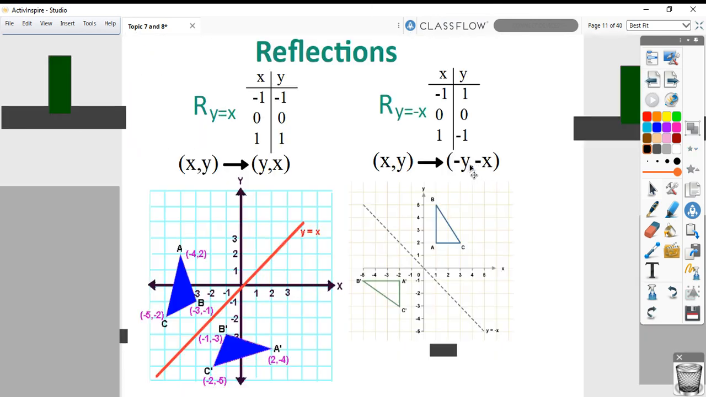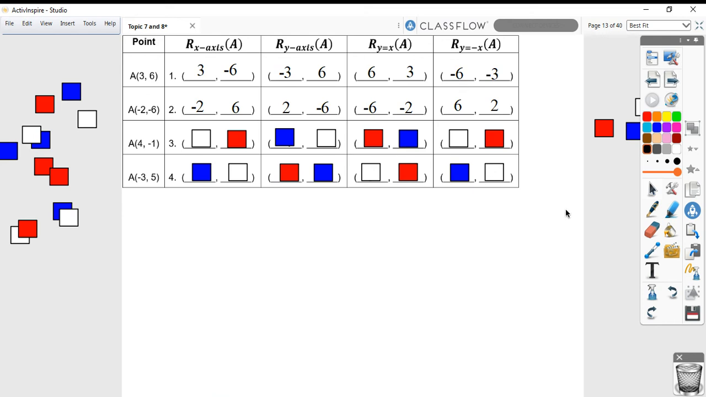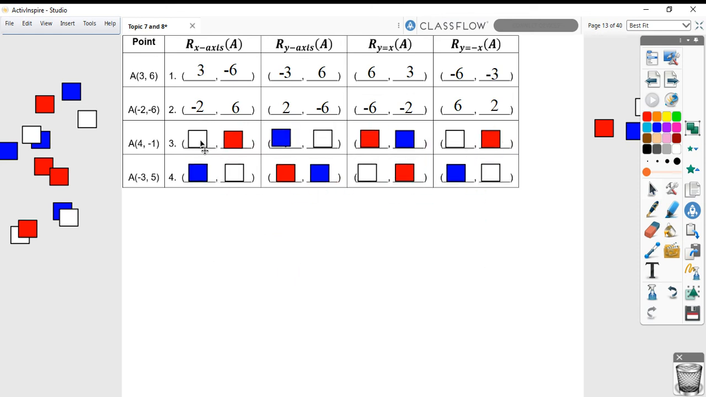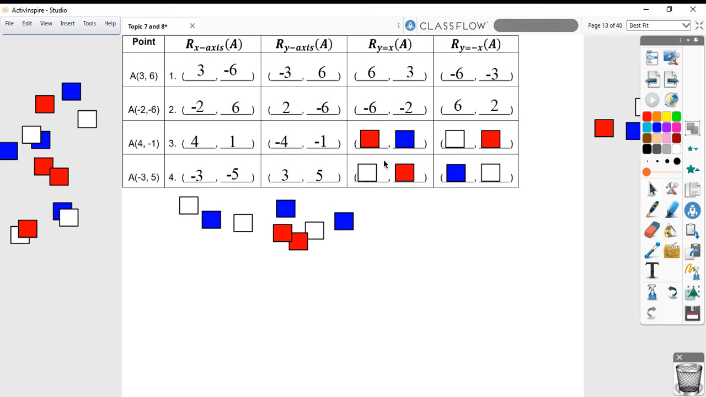This negative sign right here, when we wrote the rule, doesn't necessarily mean your final answer should be negative. It just means that you have to change the positive negative sign in your final answer. That's all that means. I'm going to trust that y'all can get the rest of those on your own, and just fill those in on your own time and check your work on it. And that'll be the end of this lesson.